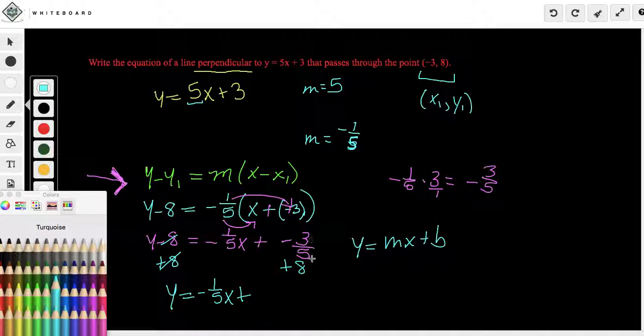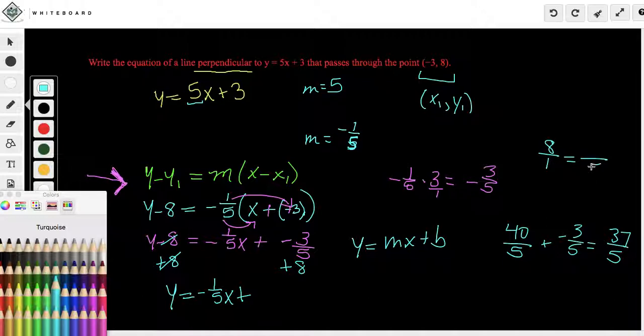So negative 3/5 plus 8, if you want to figure it out over here, you could change 8 into fifths. So 8 is the same as 40/5, right? 8 times 5 is 40. So 40/5 plus negative 3/5 equals 37/5.